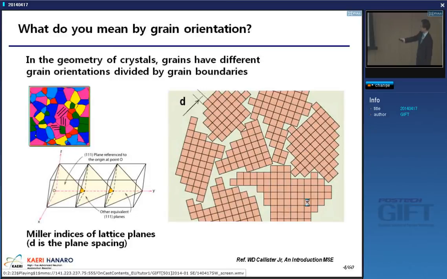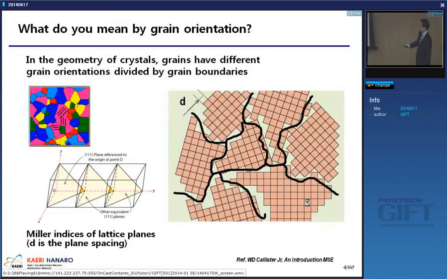For example, this is a 1-1-1 plane. Within one grain, the grain orientation is the same. I think you understand this. Below the indices of the lattice plane, the distance between one plane and another plane is called the interplanar spacing. It is the plane spacing. So between one 1-1-1 plane and another 1-1-1 plane, there is this spacing, the distance between one plane and another plane.